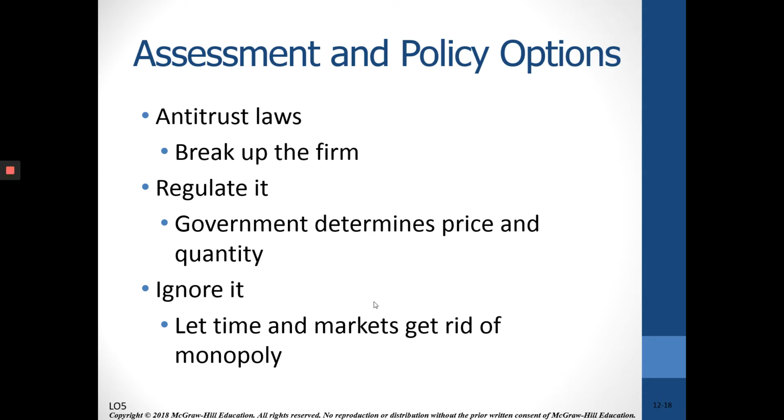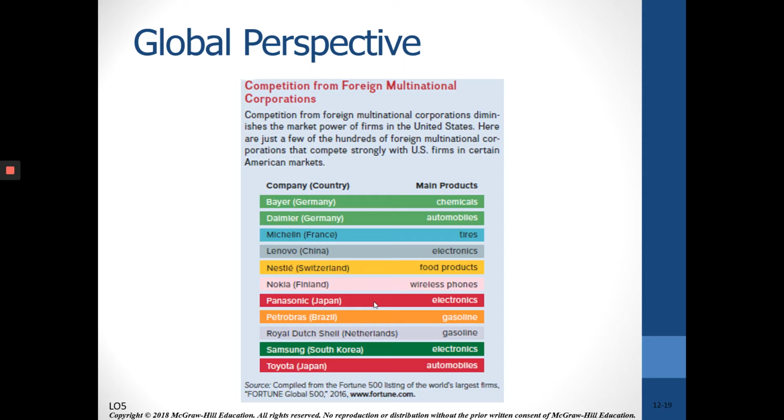Or just ignore it, let time and markets get rid of it. And frequently that does happen. Back in 1969, the early 70s, IBM was sued under antitrust. And it took a while, but IBM had a lot of competition. It has a lot of competition today. It just took a while, and the problem basically went away after spending millions and millions of dollars.